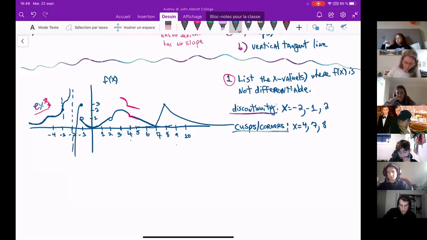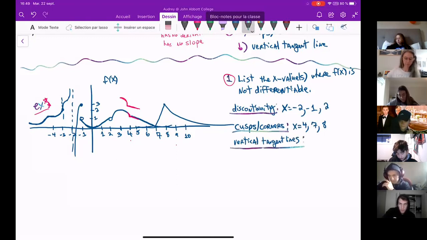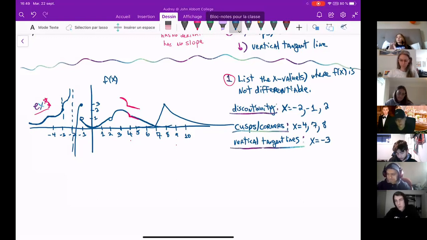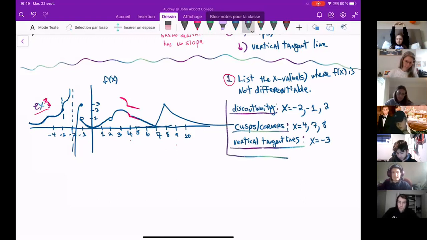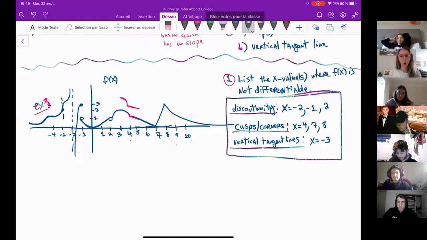Okay, so then we also have vertical tangent lines. And that's what Kiana said. That vertical tangent line, where does it happen? -3. At -3, exactly. So that's the -3 that Kiana mentioned before. That -3 is our vertical tangent line. X is equal to -3. Are there any other places where this function might not be differentiable? Nope, that's it. Those are the only 3 places.